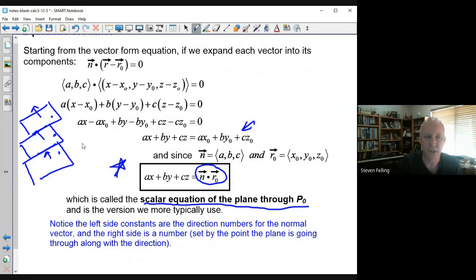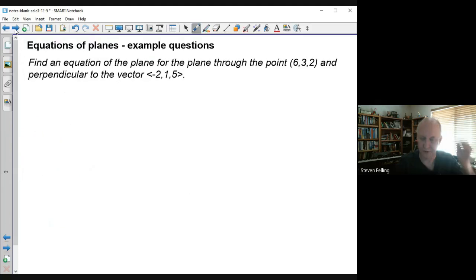All right, so best to see this with examples, I think. So let's just look at some examples. Find an equation of a plane through this point, where the plane has to contain this point and has to be perpendicular to this vector. Because it's perpendicular to this vector, this vector is in fact the normal vector for the plane, which we usually abbreviate with a lowercase n.